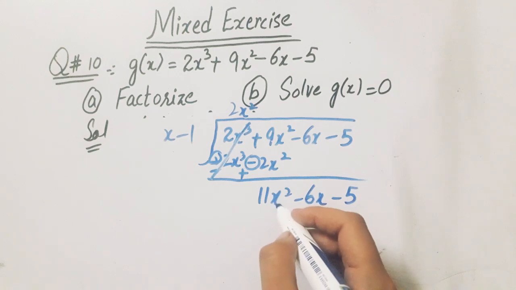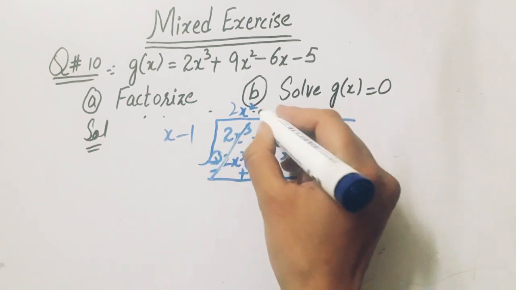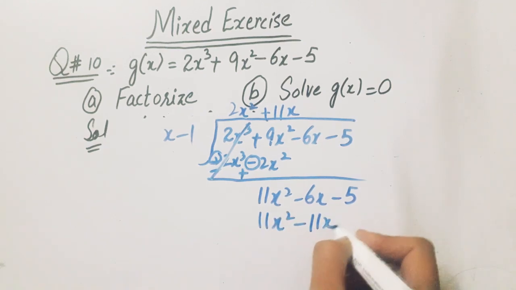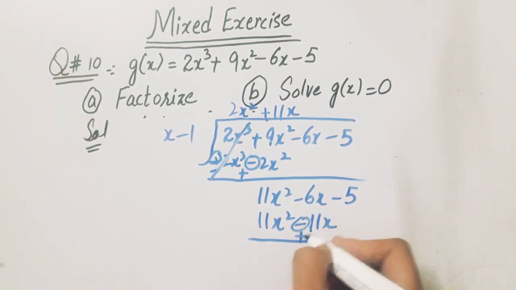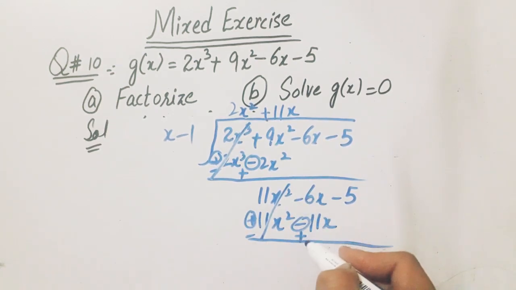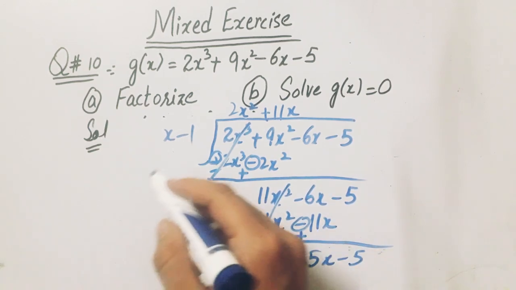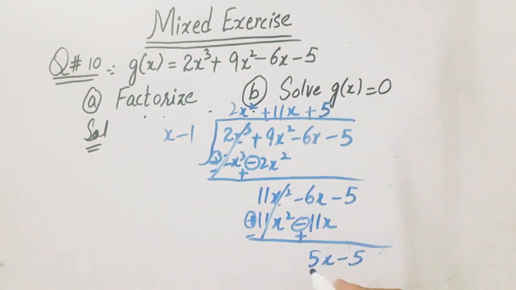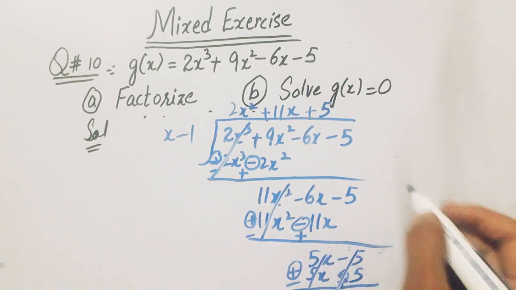Now to make 11x square, we will multiply x by 11x. So 11x square minus 11x. Now change the old signs and get the new signs. 11x square minus 11x square cancels out, minus 6x and plus 11x is 5x minus 5. Now to make 5x, we will multiply x by 5. So this is 5x minus 5, change the old signs and we will get the new signs. 5x minus 5x cancels out and we have 0 as remainder.